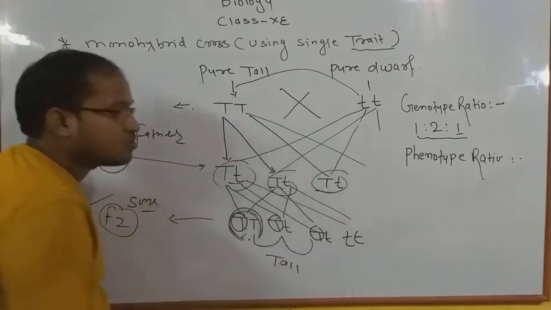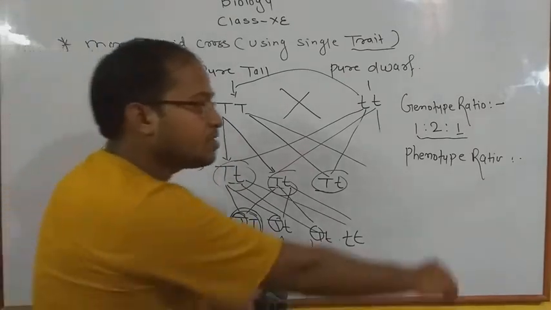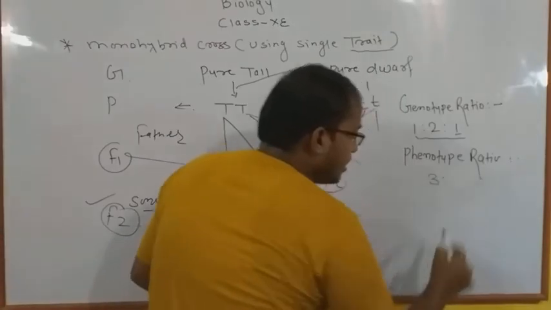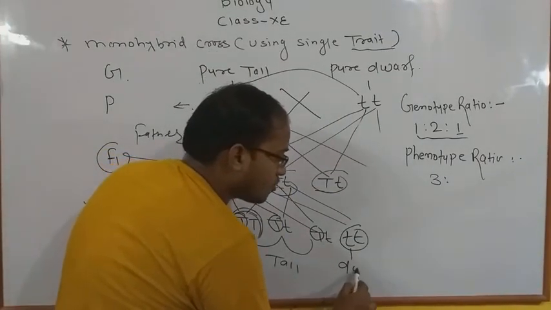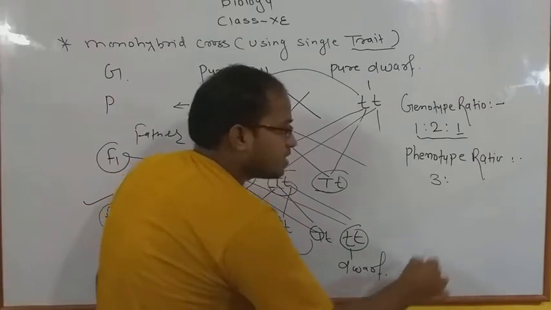यहाँ पे तीन characters जो हैं वो tall को show कर रहा है. It means phenotype ratio में भी 3 and 1 is small t and small t. यानी एक character जो है वो dwarf मतलब small, ठीक है, that is called 1.